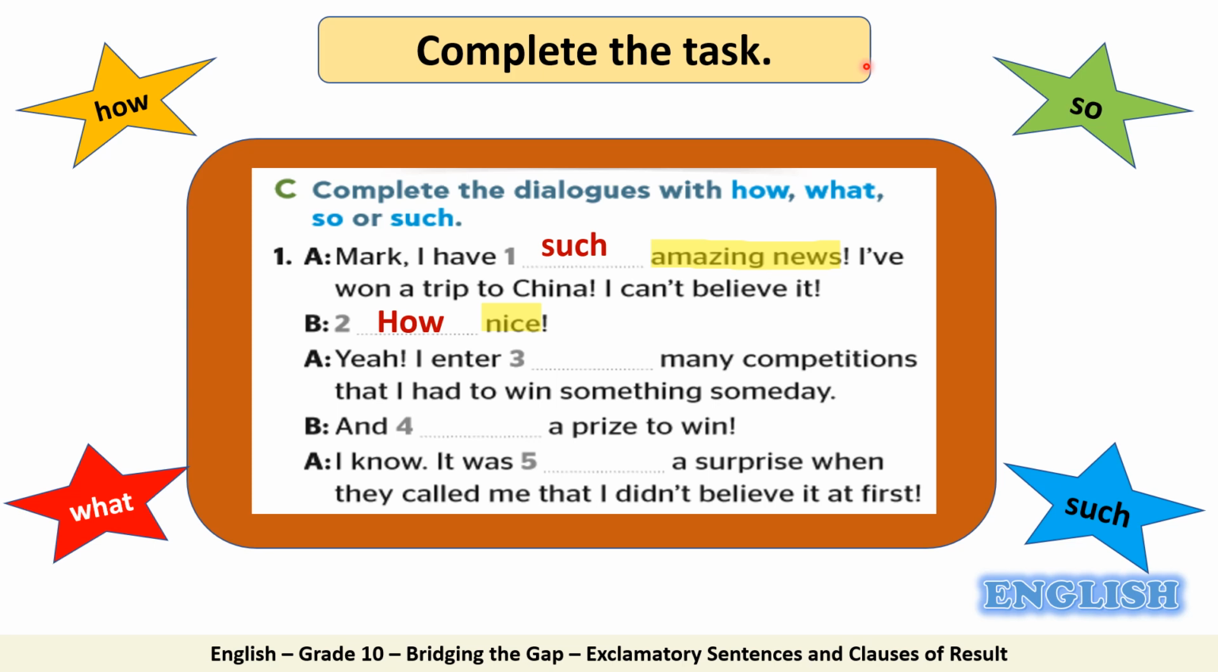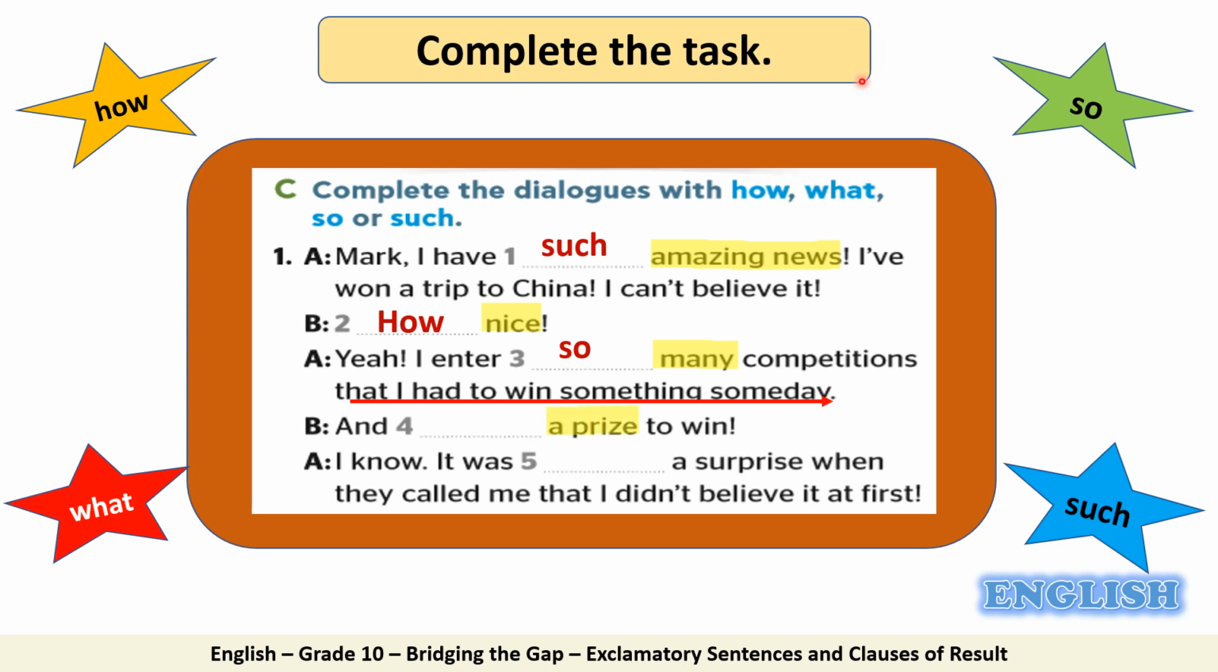Let's read the third sentence. Yeah, I entered dash many competitions that I had to win something someday. The third sentence clearly expresses a clause of result. We have an adjective here, so the correct answer is so.